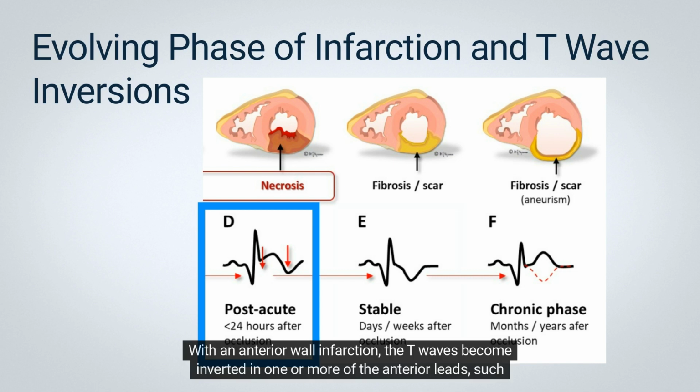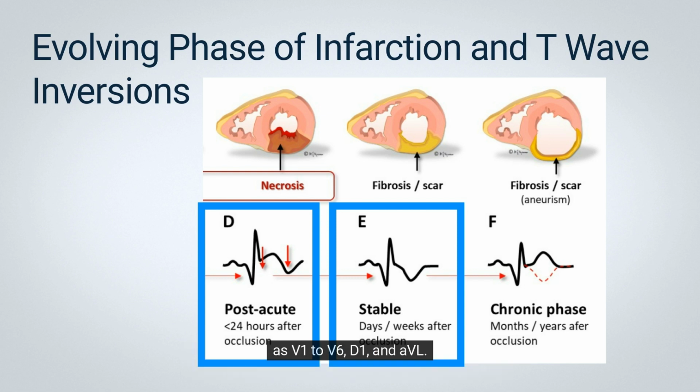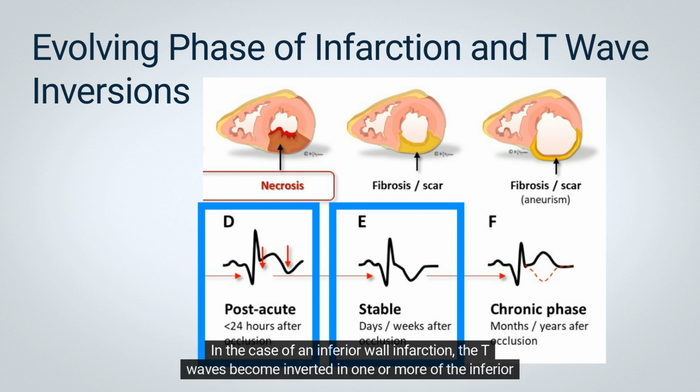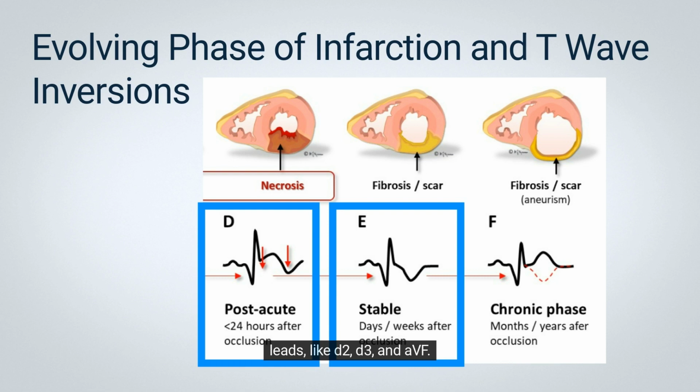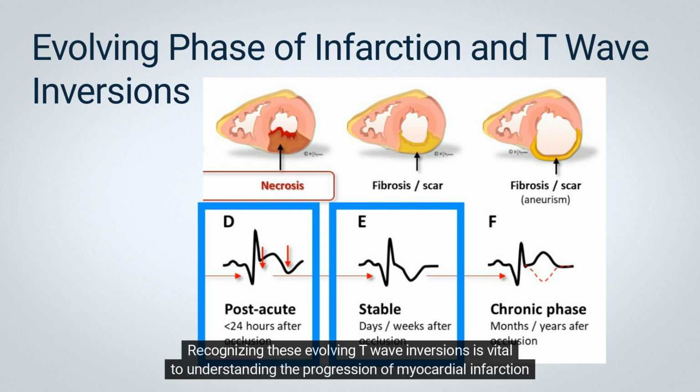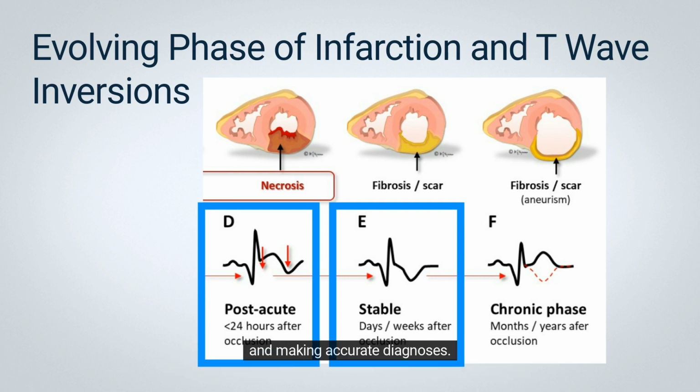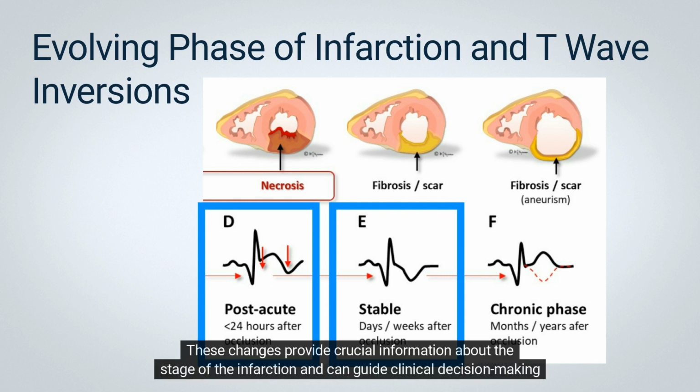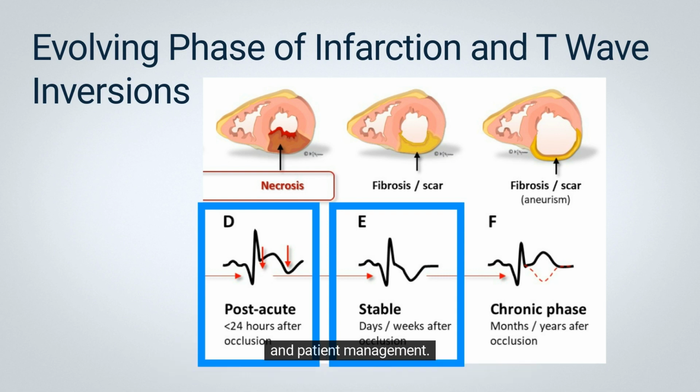With an anterior wall infarction, the T waves become inverted in one or more of the anterior leads, such as V1 to V6, D1, and aVL. In the case of an inferior wall infarction, the T waves become inverted in one or more of the inferior leads, like D2, D3, and aVF. Recognizing these evolving T wave inversions is vital to understanding the progression of myocardial infarction and making accurate diagnosis. These changes provide crucial information about the stage of the infarction and can guide clinical decision-making and patient management.